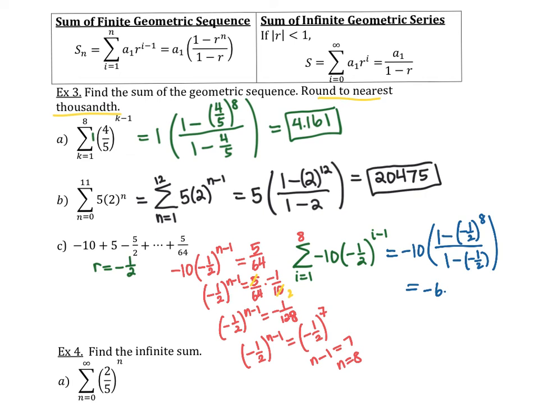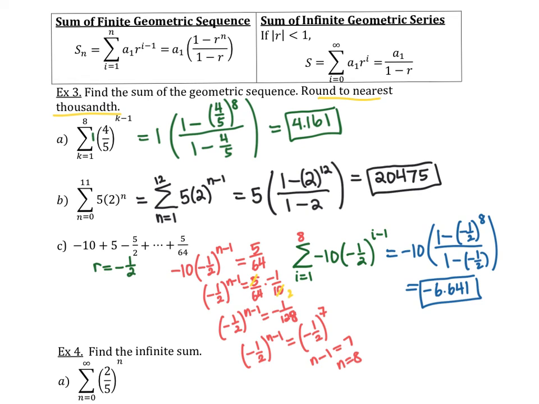I got -6.641, and it told me to round to the nearest thousandth, so I'm okay with this. If you're off using your calculator, make sure you have parentheses around your -1/2 before you raise it to the 8th, because it's going to turn it to a positive. Make sure you have parentheses around the numerator, and then divide it by the denominator. Keep playing with your parentheses until you figure out what the mistake is.